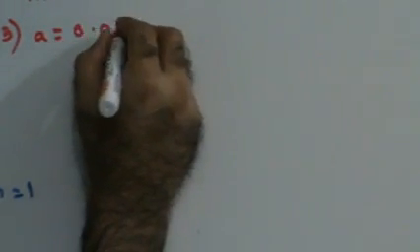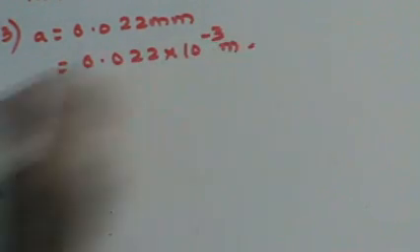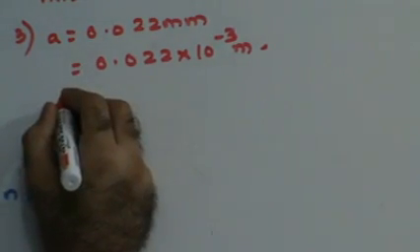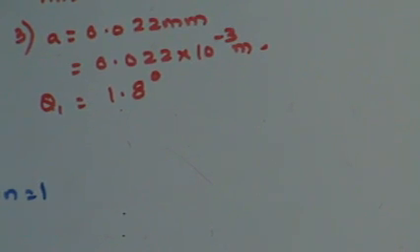Next, take on next one please. A monochromatic light is incident on a 0.022 millimeter width, and the first diffraction minima is obtained at 1.8 degrees. Calculate the wavelength of the incident light.